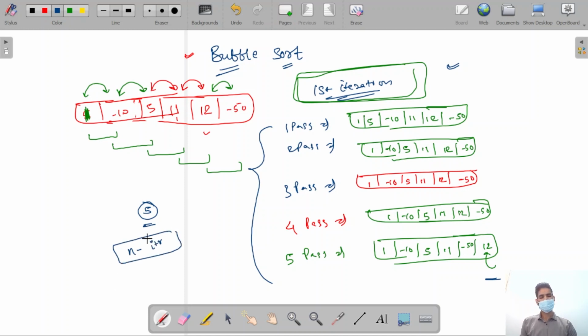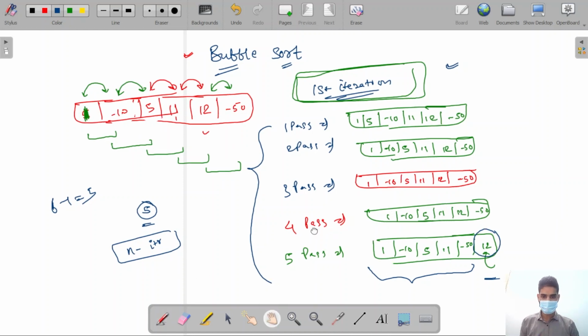At any iteration, if we are at the first iteration, total n is 6, so 6 minus 1 is 5 passes. In the second iteration, you will see there will be only 4 passes, because 12 is at its correct position. We just have to compare these two values. We are not required to compare 12 again and again because 12 is at its correct position.